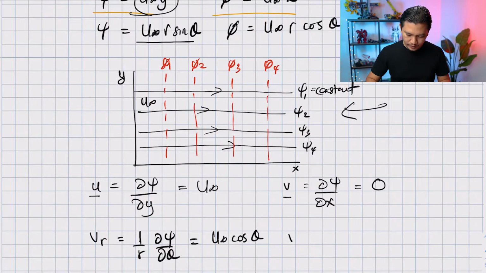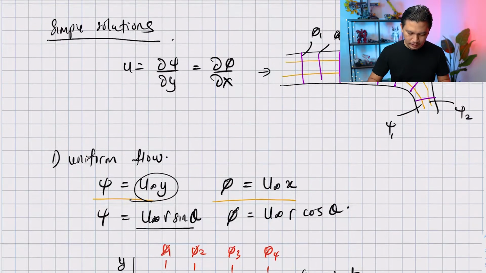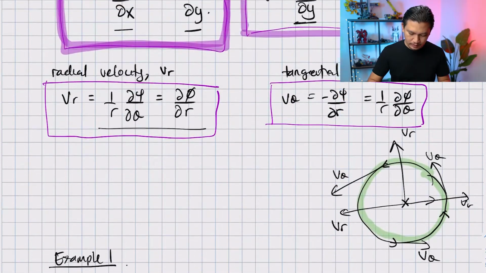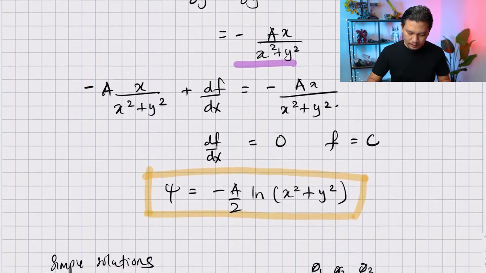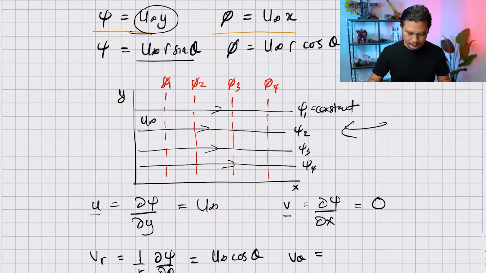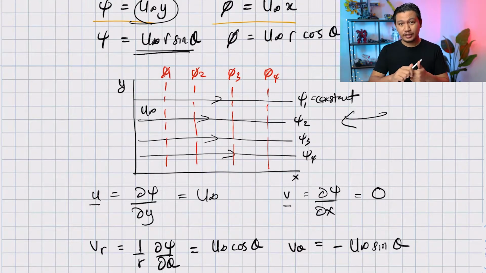And to find my v theta or tangential velocity, I need to use this equation. Okay, so this is negative del psi over del r. So that will be negative u infinity sine theta. Okay, so that's it for uniform flow. There's nothing much to it. You can easily find the velocity in x direction, velocity in y direction, velocity in the radial direction, and velocity in tangential direction. Now let's take a look at another type of flow, which is called sink and source.